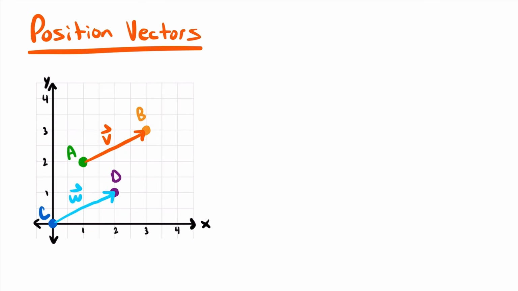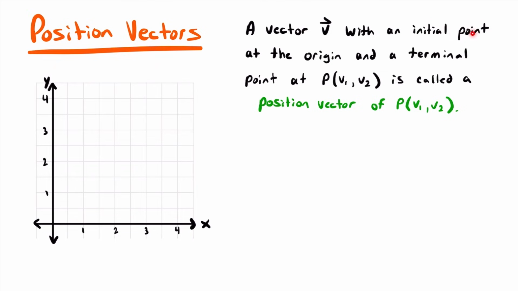And so in general, a vector v with an initial point at the origin and a terminal point at some point where you have an x-coordinate and a y-coordinate represented by v1 and v2, that is called a position vector of that point at v1, v2. All right, so if we just draw a vector here where the initial point is at the origin and it ends at some other terminal point right here that we would call P of v1, v2, if this is vector v, then this vector, vector v, is a position vector.